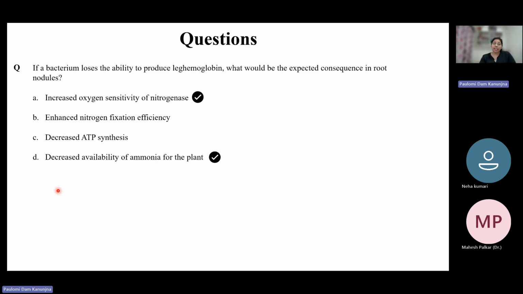That's correct. Second and third, increased nitrogen fixation efficiency is incorrect because the entire purpose of the nitrogenase complex is to fix nitrogen. If your nitrogenase complex is getting inactivated because of oxygen, then it cannot do nitrogen fixation. Decreased ATP synthesis is not connected with the nitrogen fixation step. The last one says reduction in availability of ammonia. Yes, if nitrogen reduction is not taking place, you don't have ammonia for the plant. So that's why it's also correct.